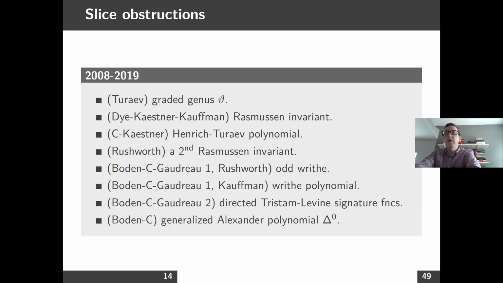Then we also have some invariants which are only defined for almost classical knots. Those are knots which admit a homologically trivial representative in some thickened surface. These are called the directed Tristram-Levine signature functions. They're useful for those almost classical knots. And then most recently, we have the generalized Alexander polynomial, which is a slice obstruction also.